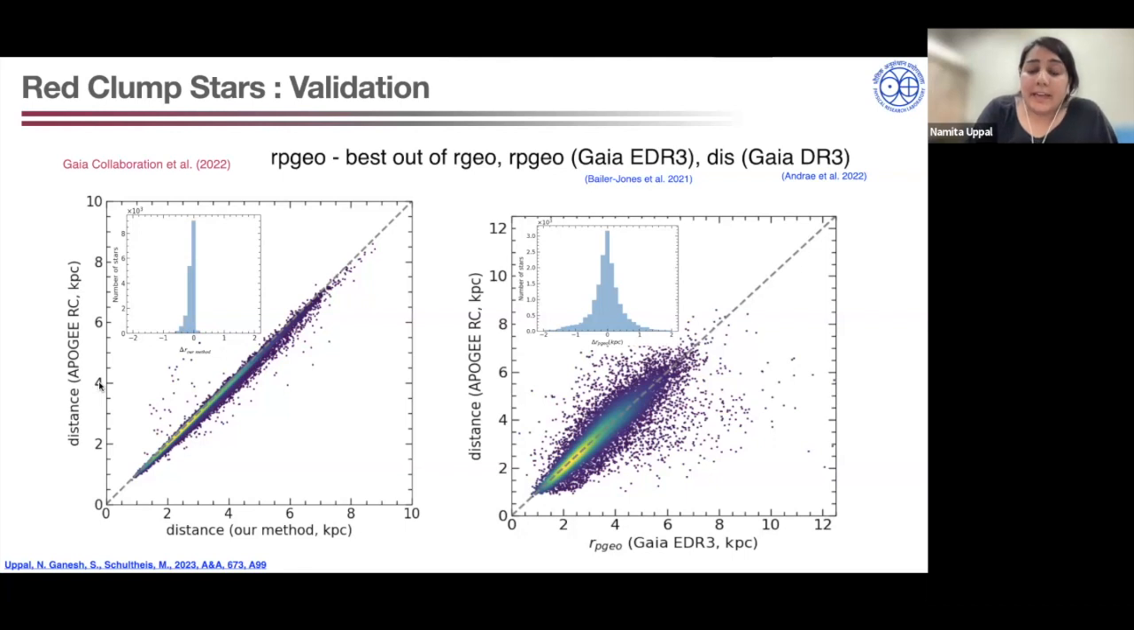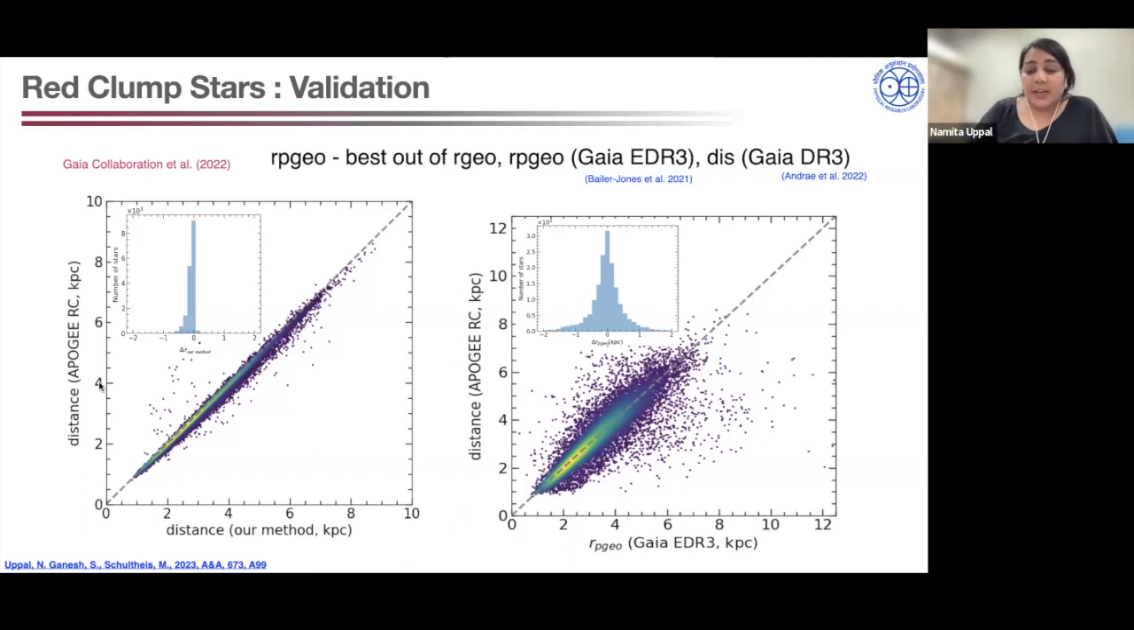But at that time, the distance from the red clump stars will be more reliable for the distant stars as compared to Gaia. So this explains the reliability of our catalog. And then the thing that we wanted to see is how these stars are distributed, whether they are giving us some structural information or not.